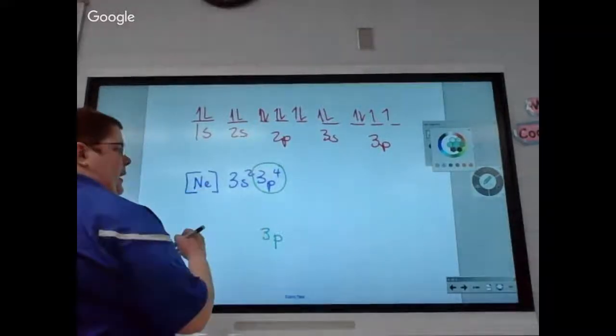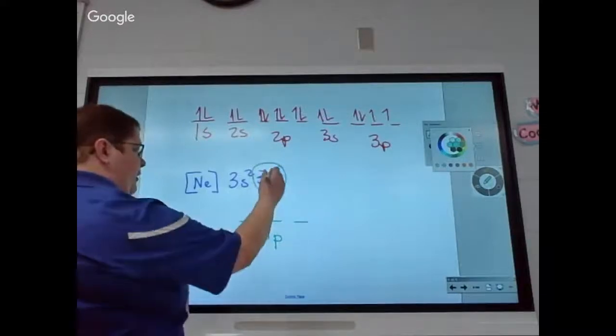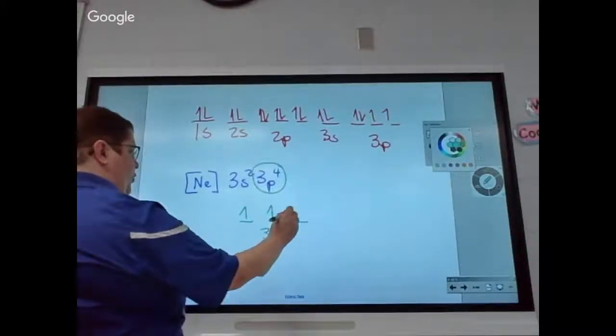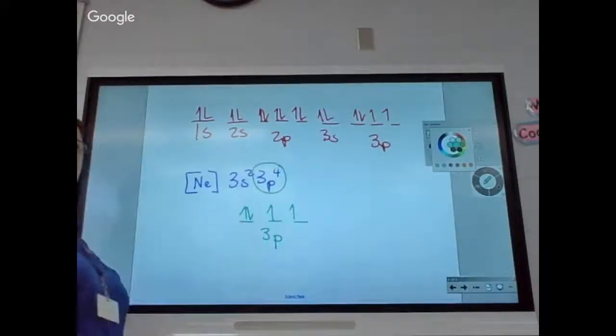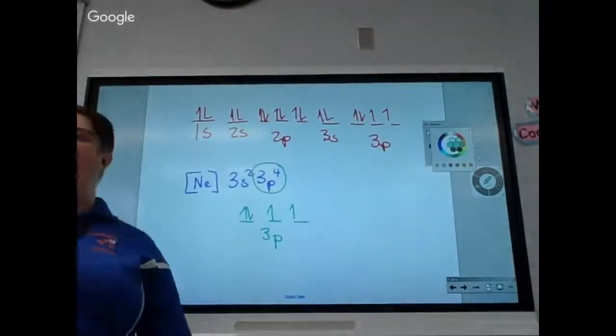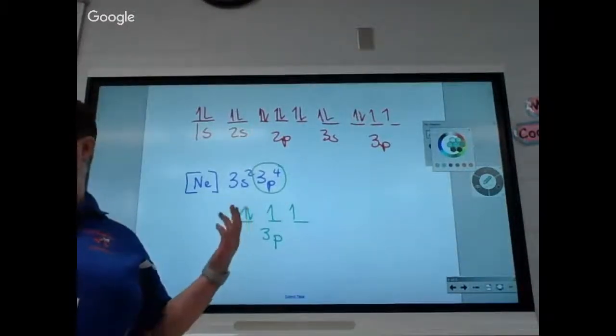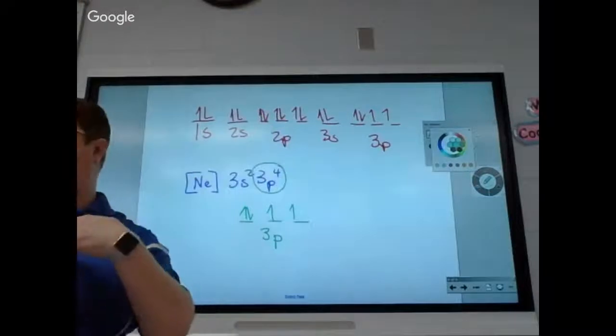So 3p has how many lines? 3. And you have 4 arrows. So 1, 2, 3, 4. So how many are unpaired? 2. That would be all you'd ever have to draw to get that answer. So you don't need to draw all those arrows out.